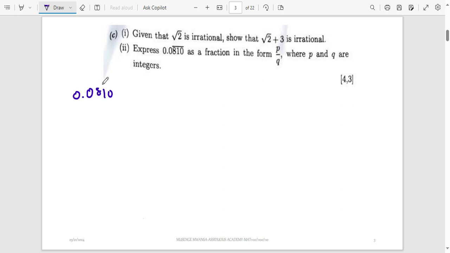Express 0.0810, where 8, 1 and 0 are repeating, as a fraction. First thing first, let x be equal to this number, and this will be the first equation. The next thing, make sure that the decimal goes in front of the number that is repeating. The numbers repeating are 810. The decimal should come in front of 8.